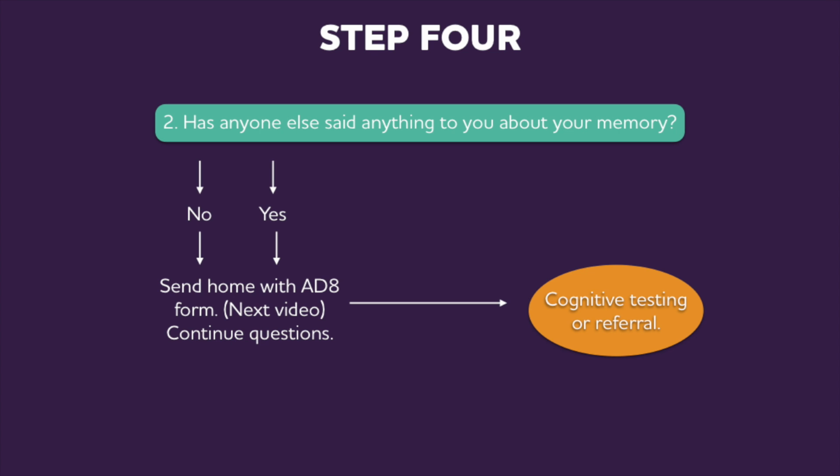The next question we'll ask our patient is, has anyone else said anything to you about your memory? A family member perhaps? Or if applicable, has a coworker said anything? Corroborating history is really helpful with this complaint. No matter if they say yes or no, it's really about others having commented about the memory loss. So consider sending them home with an 88 form. We'll cover this more in detail in our upcoming video. And you can also do cognitive testing and consider a referral.